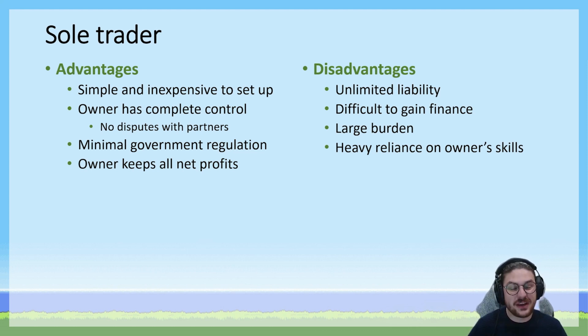And a sole traded business being a very, or at least relatively very simple business structure means that there's minimal government regulation and intervention in the operations of sole traded businesses. Of course, difficulties include that unlimited liability. It's also very difficult to gain finance as a sole traded business. Banks typically don't offer huge volume loans to sole traded businesses because they've got that unlimited liability. And in reality, there's a huge burden on the owner's skills to make this business a success.